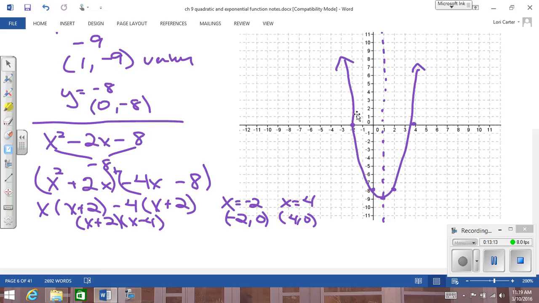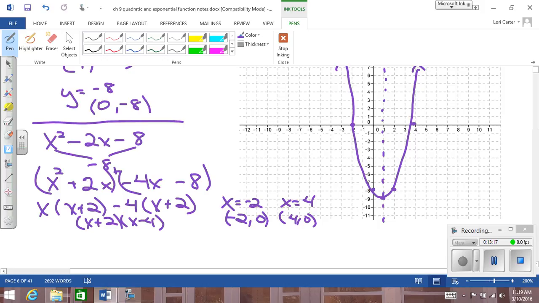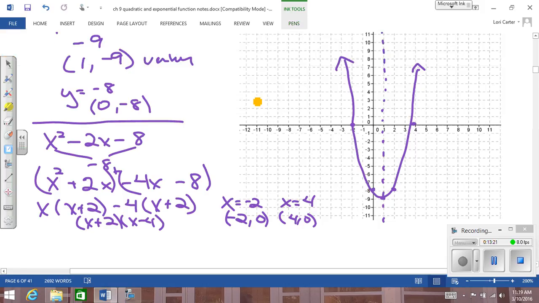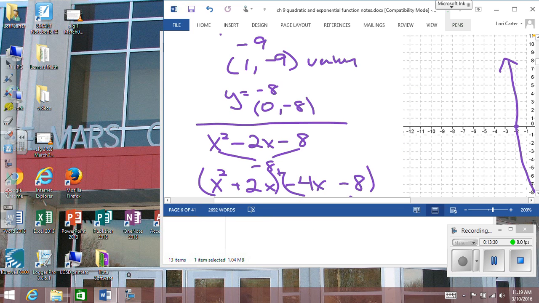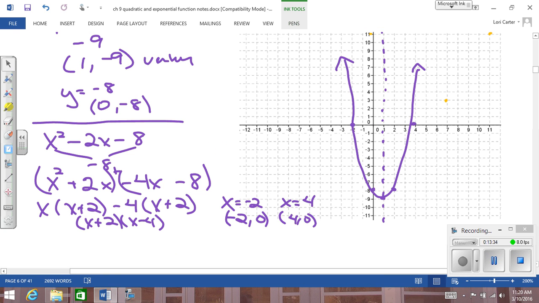Yeah, so let's say you had, let's do a different color. Orange. Let's say we had a vertex here and it's gonna be, let's say it goes up like this. If I graph, we're gonna go down like this, would I have to do that last step? No, because it's not gonna cross the x-axis, right?